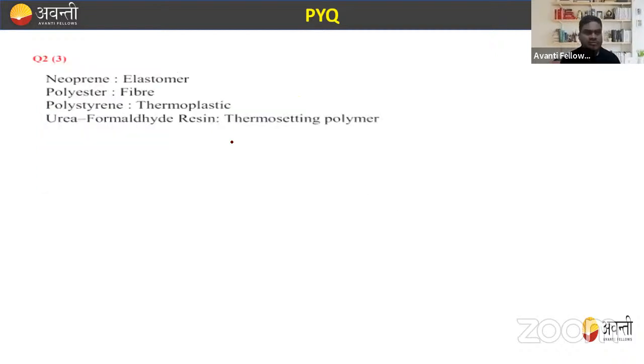Now let's see the solution. We know that the neoprene is an elastomer, right? So neoprene is an elastomer. Polyester means fiber. Polystyrene means thermoplastic, right? Polystyrene means thermoplastic. And what is urea formaldehyde resin? It means it is a thermosetting polymer, right? So this is a thermosetting polymer. Thermosetting polymer, right? Okay, so these are the neoprene and polyester, polystyrene, urea formaldehyde. These all are the categories of this.